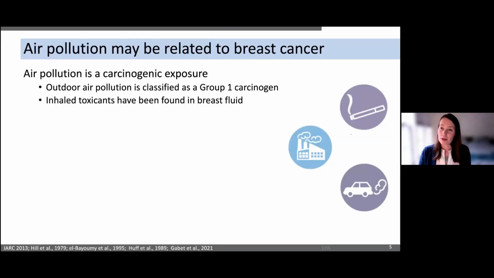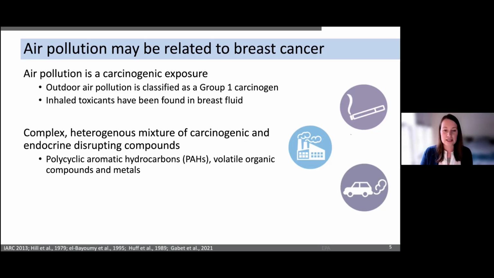And air pollution may be plausibly relevant for breast cancer risk. We know that air pollution is a carcinogen, and the International Agency for Research on Cancer has classified outdoor air pollution as a group 1 carcinogen, although this is primarily based on what we know about fine particulate matter and lung cancer. We don't typically think of air pollution as being relevant for the breast, but studies of cigarette smoking show that inhaled toxicants have been found in the breast fluid, suggesting that the compounds we inhale enter our circulation and can reach the breast tissue.